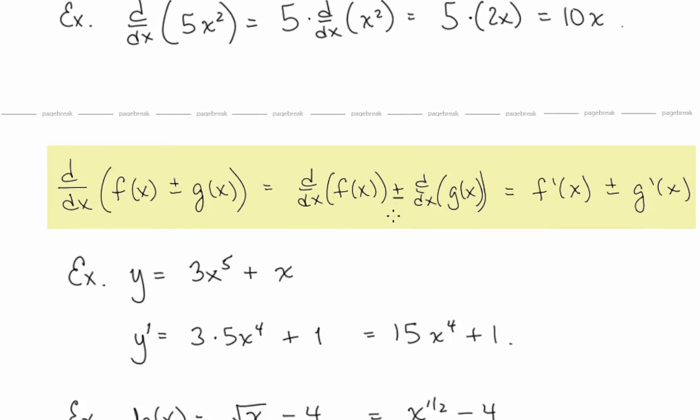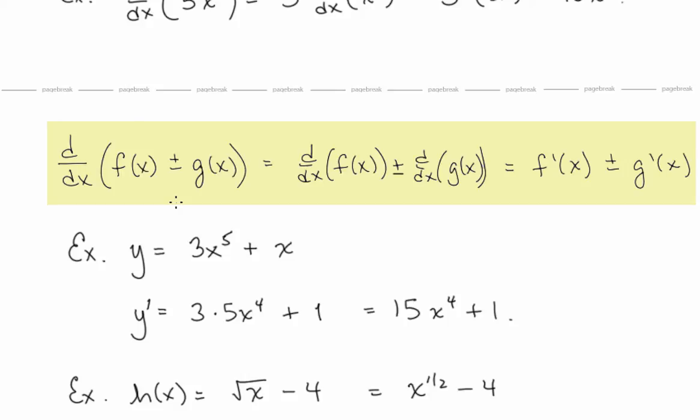Also, we have that the derivative of a sum or difference of functions is going to be the sum or difference of the derivatives of those functions. So for example, if we have y equals 3x to the fifth plus x, we can take the derivative of 3x to the fifth and add it to the derivative of x, and that's going to give us y prime. So y prime here is going to be 3 times the derivative of x to the fifth, that's 5x to the fourth, plus the derivative of x, which is equal to 1. So here we have 15x to the fourth plus 1 as our y prime.